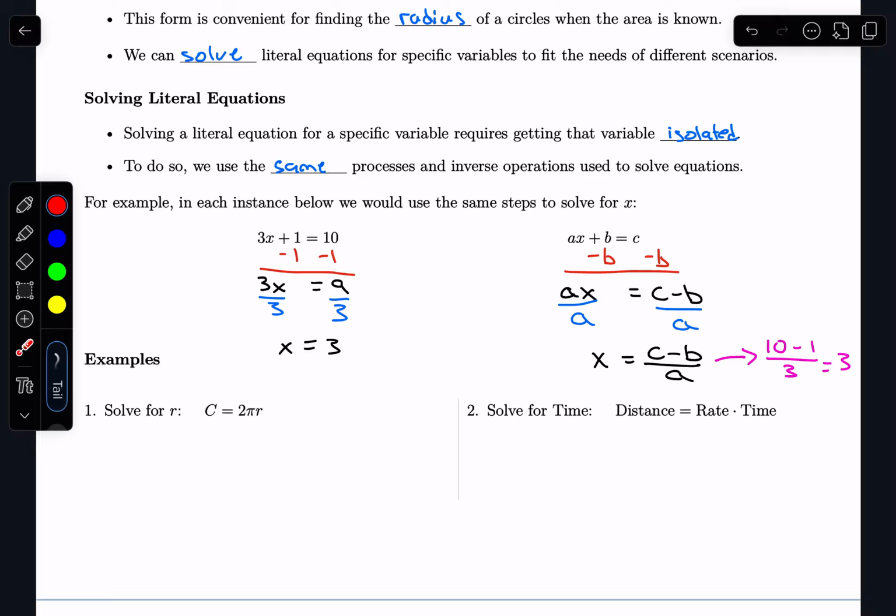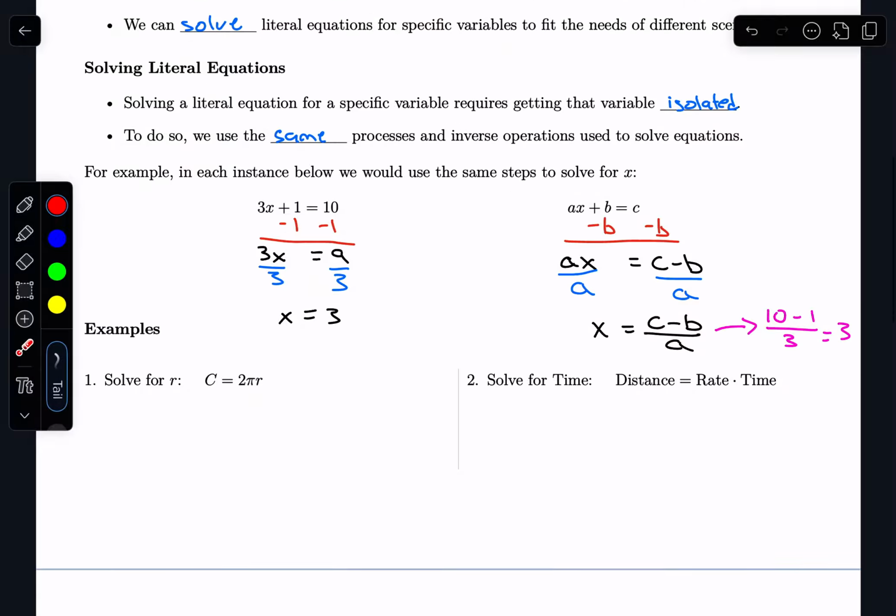All right, now we're going to see a bunch of examples of different formulas we can solve. So number 1 says solve for r, c equals 2 pi r. Think of this instead of c equals 2 pi r as just c equals 6r. If it was just a 6 there, we would divide both sides by 6, and we would say that c over 6 is equal to r, and we'd be done. Just one step if it was a 6 there.